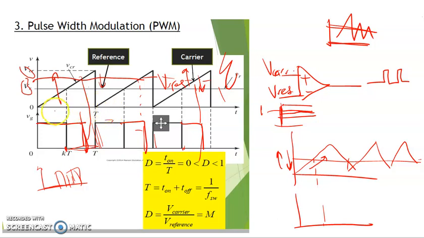Let's say the value of your VR is reduced down to here. So your intersection will be over here, and the width of your signal will be like this, and here and also here. So it will be thinner, and your width will be thinner. So this is the term of T on and M.